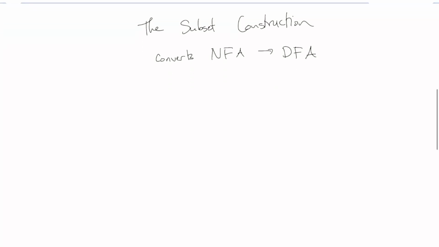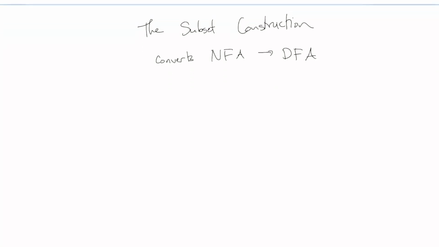I just wanted to do one more example of this. I kind of messed up the details of the example at the end last time. The subset construction. This is how to convert a NFA to a DFA. Let's just do a new example.